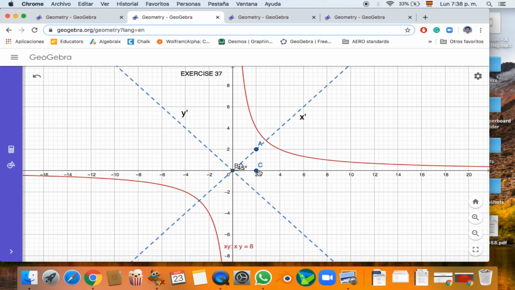And that just means that the hyperbola has been rotated 45 degrees. So we should not be looking at the hyperbola with respect to this black axis, but with respect to the blue ones. And in the blue ones, you see that this is a regular horizontal hyperbola. Okay, so this was a horizontal hyperbola and it was rotated. And that's what you see now. So that was exercise 37, 45 degrees.